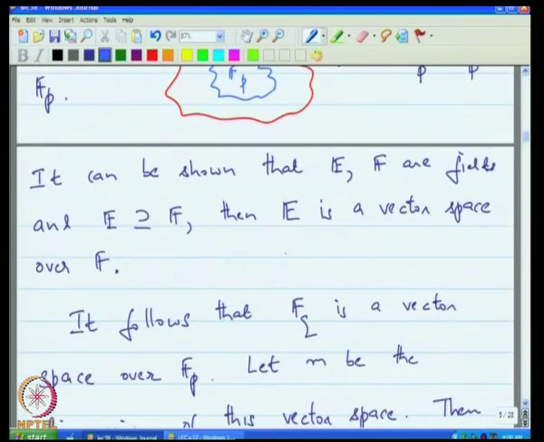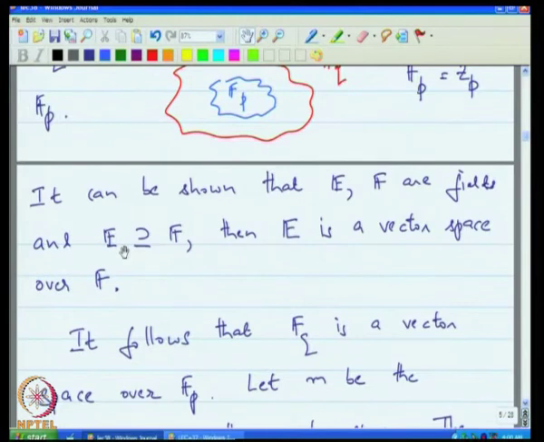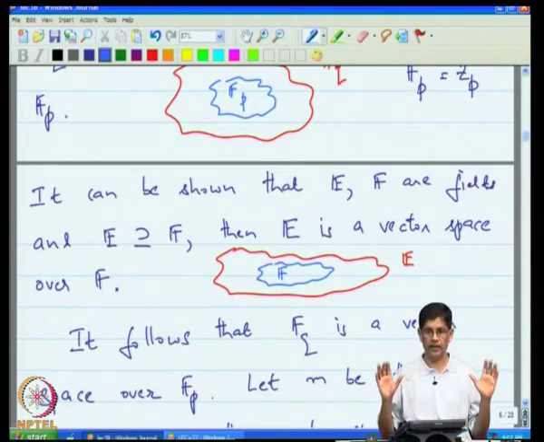Now, in general, it can be shown that whenever you have two fields E and F with E containing F, then E is a vector space over F. This is true in general, it is not just for this particular situation. So whenever you have a finite field E containing a second finite field F, it can be shown, and it is not difficult to show, you just have to go through the axioms that go into defining a vector space.